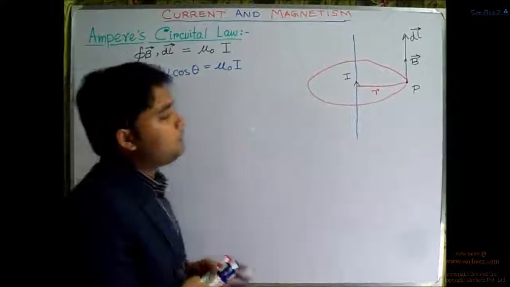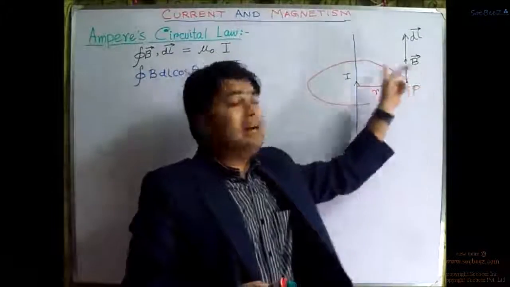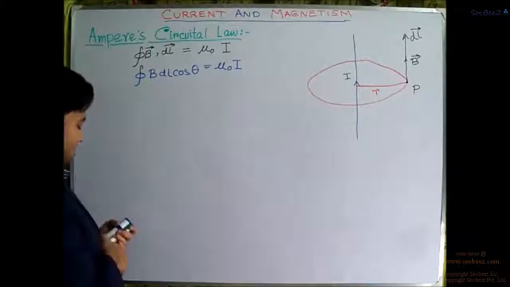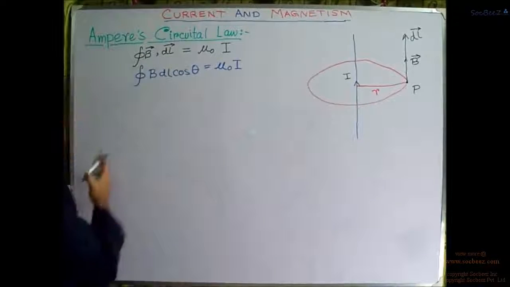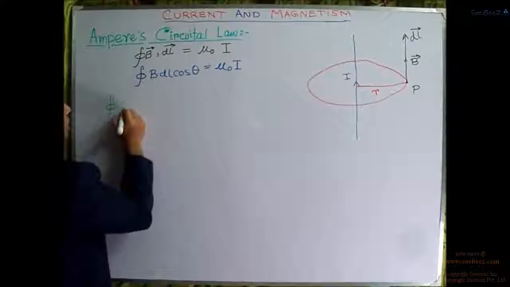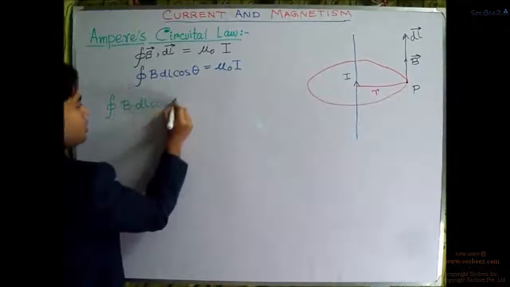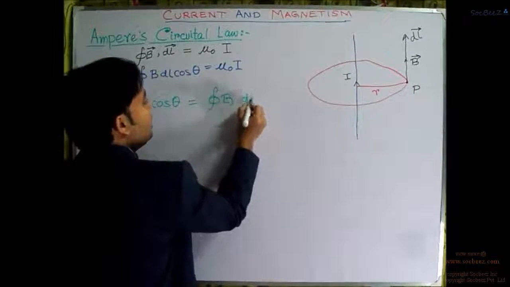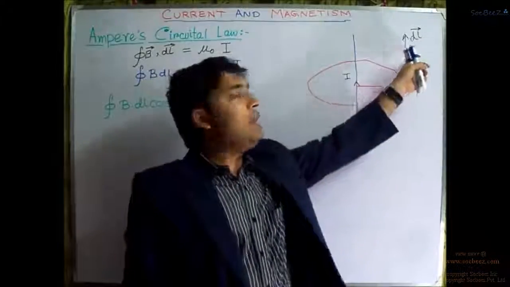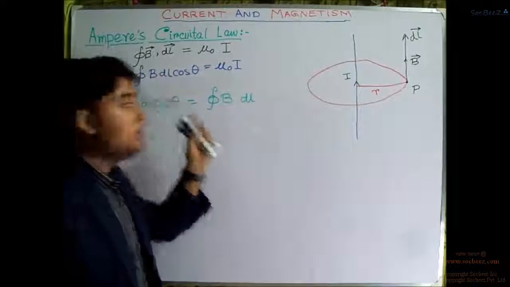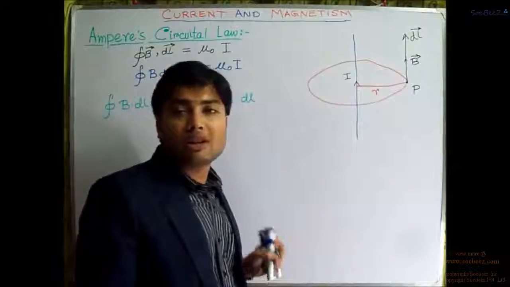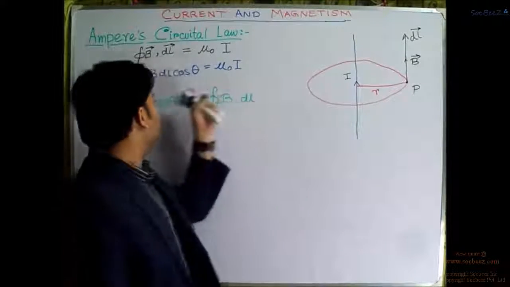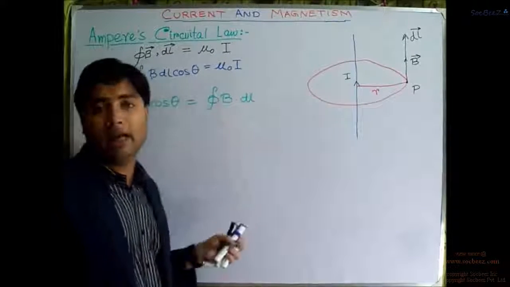Now let us take this red marked area as a closed loop, and we apply Ampere's Circuital law. We take the integration over the closed loop of B dl cos theta. Here theta is the angle between dl and B. They are along the same line, so the angle between them is 0, and cos 0 is 1. So this expression becomes the integration over the closed loop of B dl.